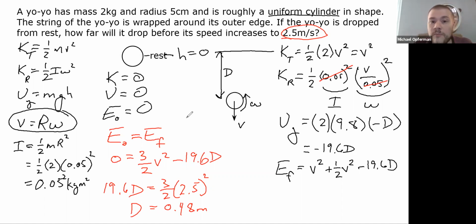So notice the problems are starting to get a little bit more complicated now that there are multiple different types of energy involved, but the procedure remains the same. You just write down each individual type of energy for the initial state and the final state. You add them all up, and then you set the initial and the final state equal to apply conservation of energy.